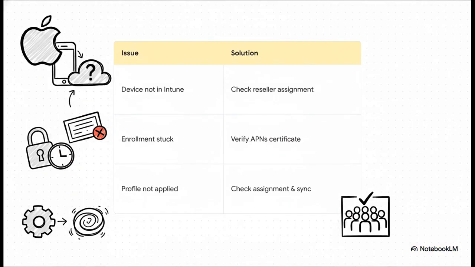So, what happens when things don't go perfectly? Well, if a brand new device doesn't show up in Intune, your first call should be to your reseller. Make sure they actually assigned it to your Apple Business Manager. If an enrollment just seems to hang forever, 9 times out of 10, it's an expired APN certificate. Go check that first. And if a device finishes setup but is missing its profile, a quick manual sync in Intune usually forces it right down.